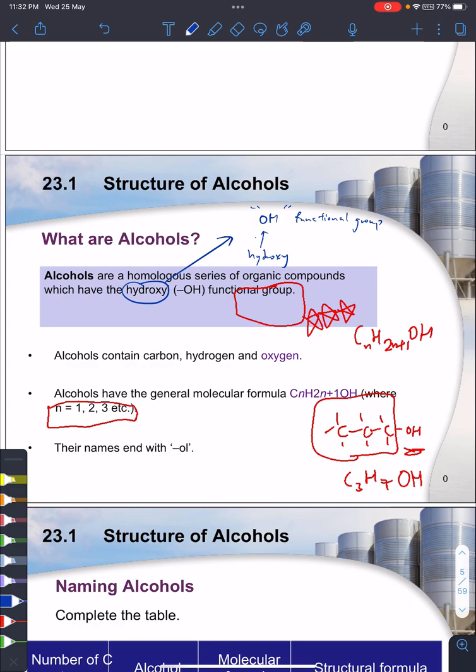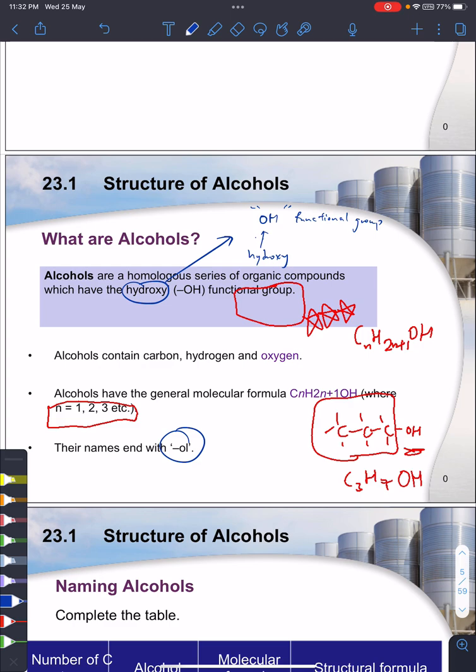So alcohols contain carbon, hydrogen, and oxygen. So you might be wondering, in this case it also contains oxygen, which means alcohol is not a hydrocarbon, no? Because a hydrocarbon is hydrogen and carbon only. Their names always end with OL: ethanol, methanol, propanol, phenol.